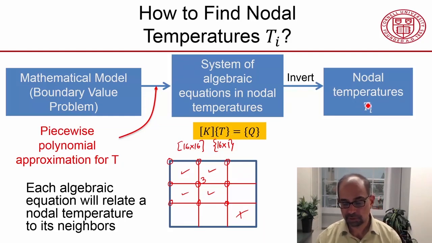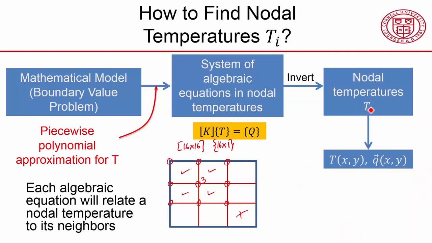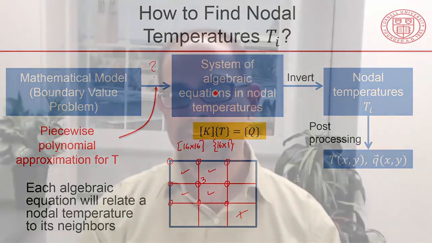So you'll have the 16 nodal temperatures, and everything else is calculated from those nodal temperatures through post-processing. So for instance, you can find the temperature at any location through the interpolation from the nodal temperatures, and then you differentiate that, you can get the heat flux. And the heart of the method is going from the differential equations to a system of algebraic equations.